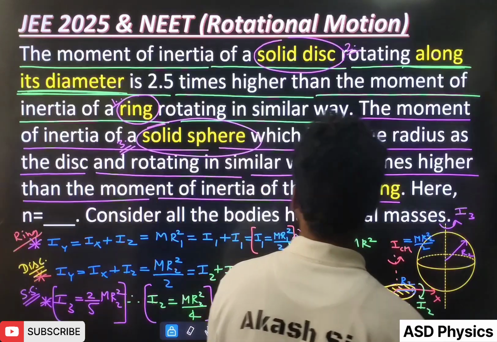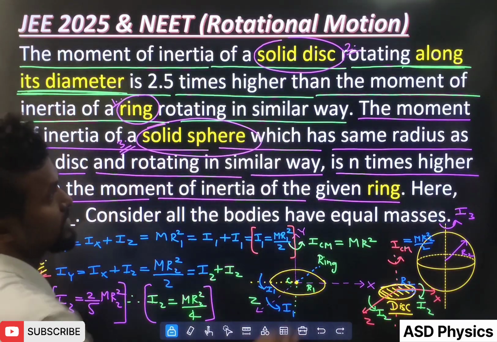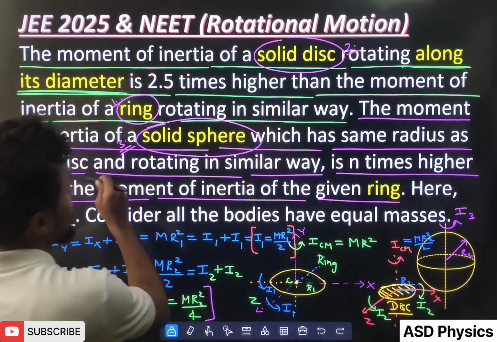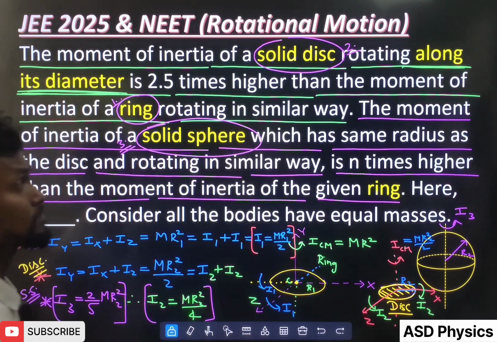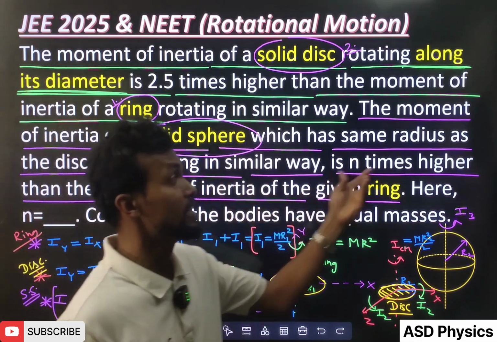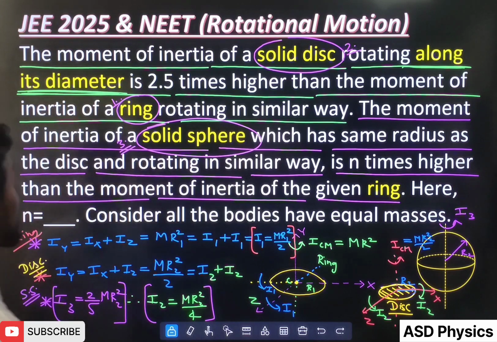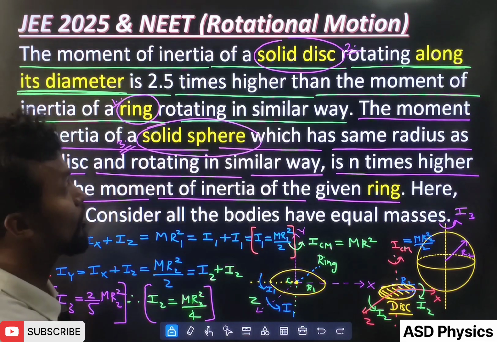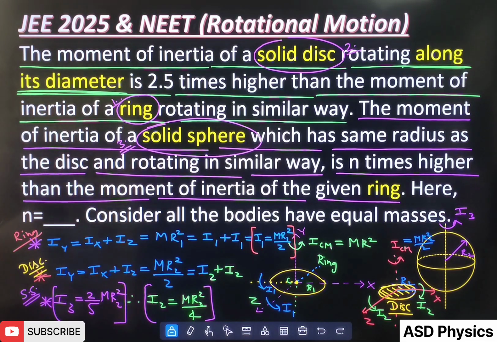Okay. After that, in the question, what they are telling, see again. The moment of inertia of solid sphere which has same radius as the disc and rotating in similar way is n times higher than the moment of inertia of the given ring. Okay, can you see the question here? Radius of the disc and the sphere is same, but this is n times higher than the moment of inertia of the given ring here.